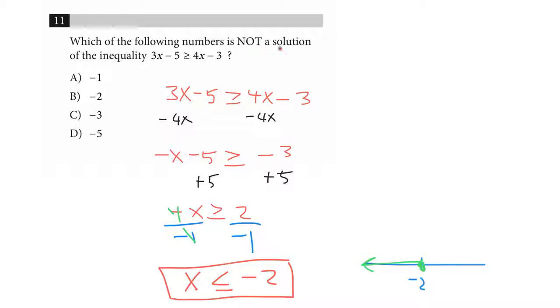So we want to know which is not a solution. Well, is negative 1 a solution? Absolutely not. That's the answer right there, because negative 1 is right here. That is not a solution because all of our solutions are from negative 2 downward.